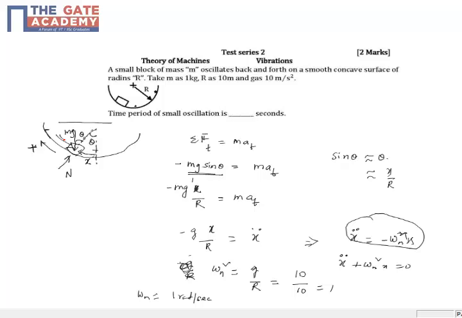So this is how you have to do the force balance. Find it out and bring it into the standard form: acceleration is equal to minus omega n whole square into displacement. Once you get your equation in standard form, you get omega n, and from there you can get anything, the time period or the natural frequency in hertz. So the answer is 6.28 seconds. Thank you.